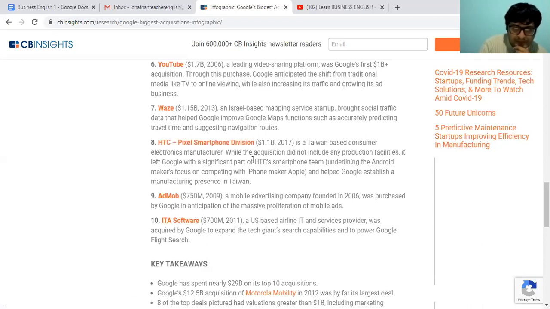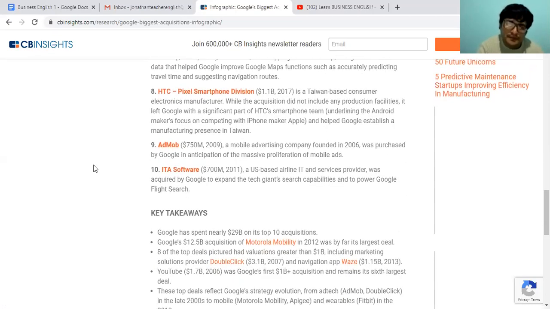HTC, Pixel smartphone division, a Taiwan-based consumer electronics manufacturer. While the acquisition did not include any production facilities, it left Google with a significant part of HTC's smartphone team, underlining the Android maker's focus on competing with iPhone maker Apple and helping Google establish a manufacturing presence in Taiwan.